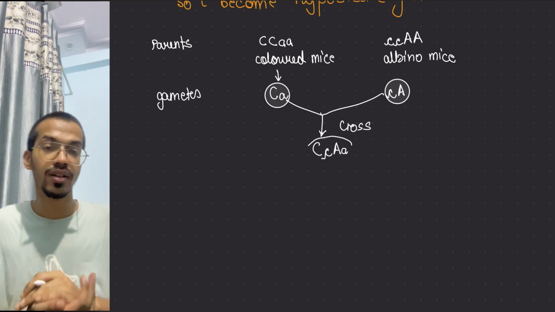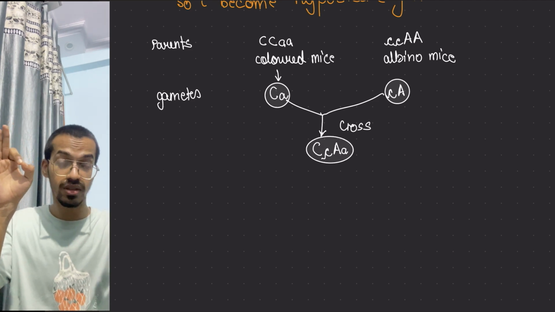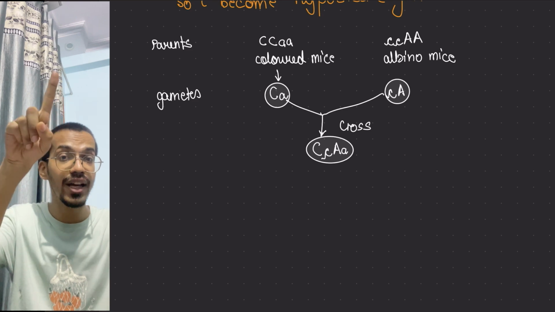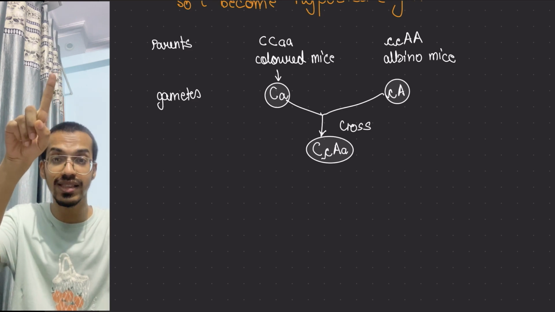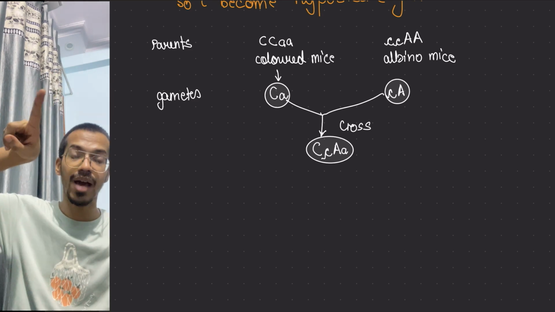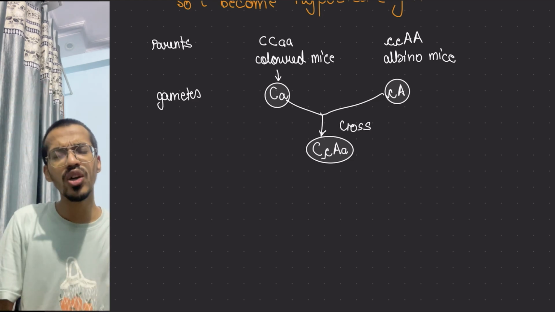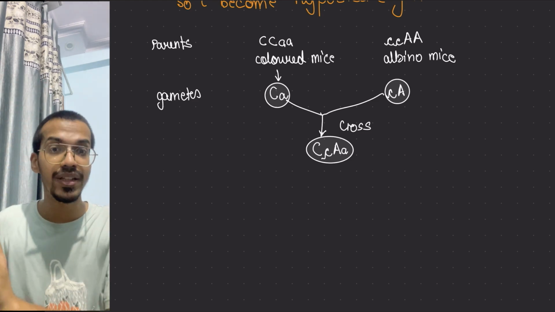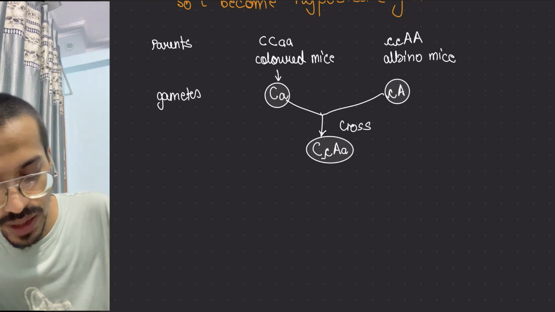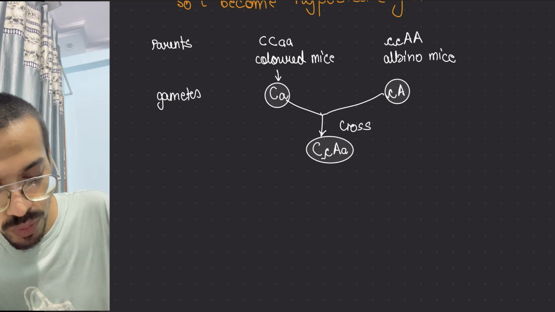So this is capital C, capital A, which means A will act like what? A will do the recessive epistasis. Which means a recessive epistatic phenomenon will occur, and all of this would be what? Agouti colored mice.